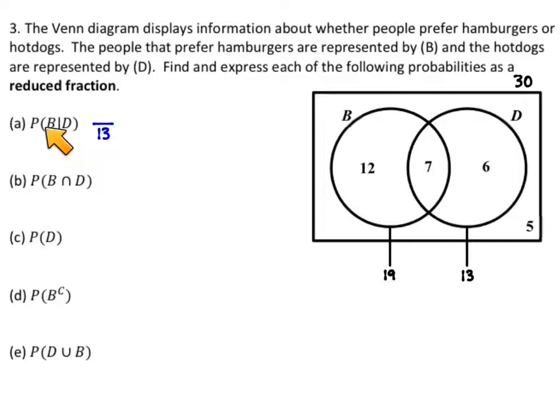Now what do I want? I want the hamburgers inside the hot dogs. So how many hamburgers are inside the hot dogs? That would be 7 out of 13, and that's our answer for that one.